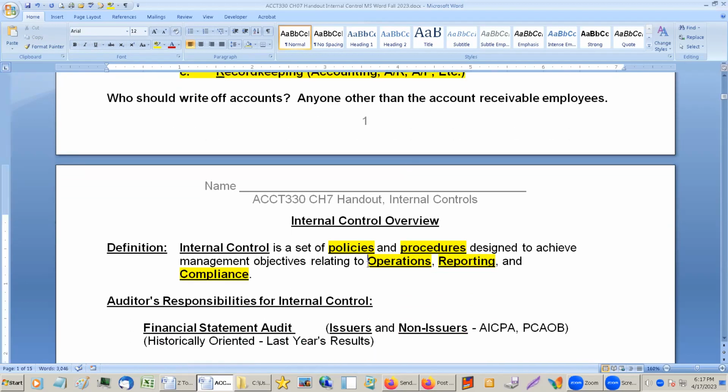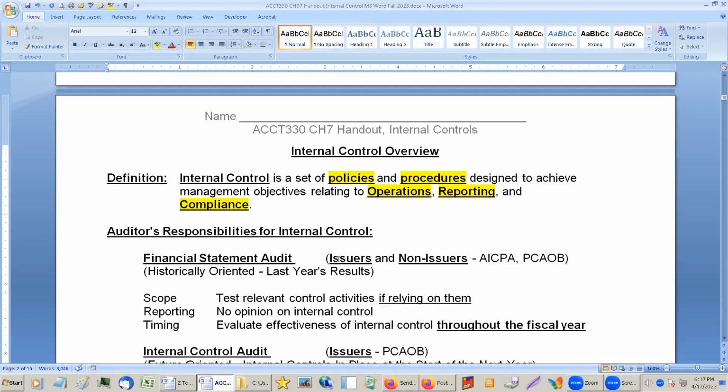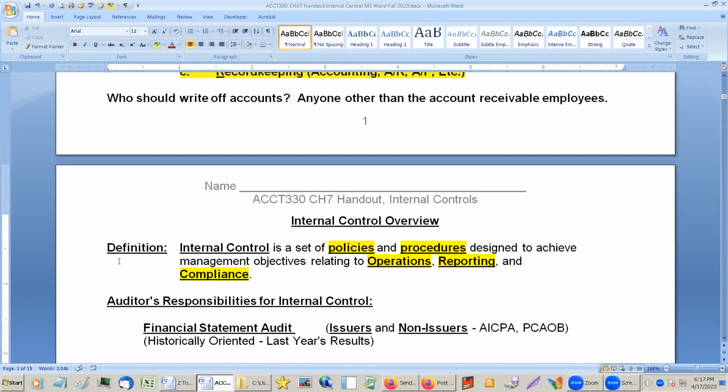So it's policies and procedures. It is not an end. There is no perfect internal control structure where once you're done with it, you say, okay, we're done with that, and that's perfect, and we can leave it, because it's ongoing. It's a process. There is no end to it.